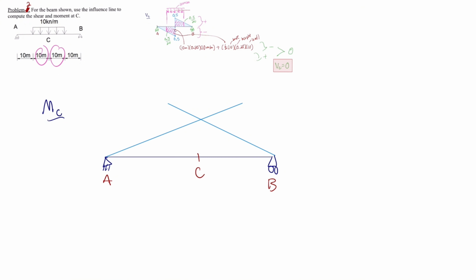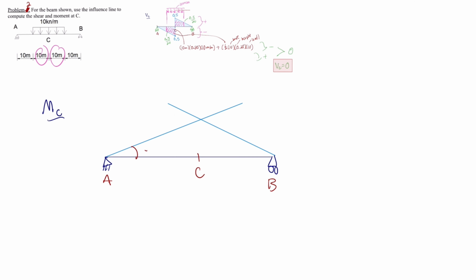And now we can move on to the moment at C. So we will draw the influence lines for the moment at C. You can label this part A, C, and B. We can draw the influence lines for the moment at C, which will look something like this. And once again, as we did in the last problem, we know that this is 1 unit and this is 1 unit as well.